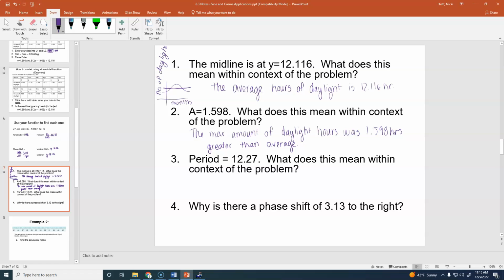All right, what about 12.27? This is our period. When we're looking at the period for the graph, are we looking at the x-axis or the y-axis? X-axis. And we are looking from here until we see it repeat again, right? Because period tells us how long it takes something to repeat. What is the something that is repeating here? Okay, so this 12.27 would be months. So can you tell me a sentence that includes that 12.27 for this situation?